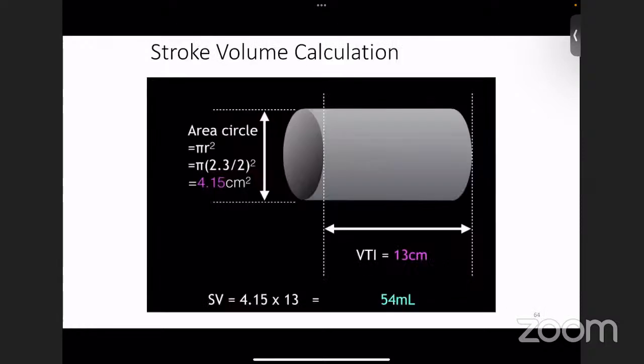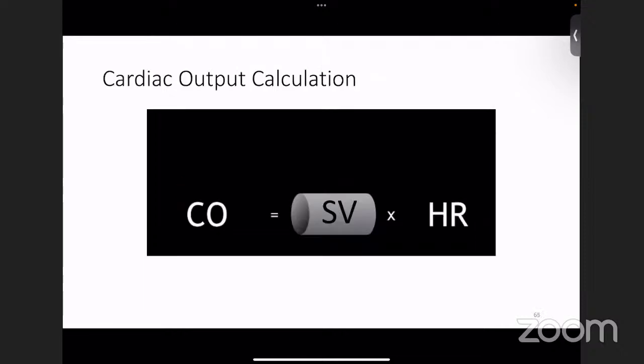So next, this value came as the LVOT area came as 4.15 and the VTI came as 13 centimeters. So if you multiply the two, you get the stroke volume, which is 54 ml. So this is how we calculate the stroke volume using the LVOT VTI. Then that multiplied by heart rate will give you the cardiac output. So this is the use of echo in calculating the cardiac output.